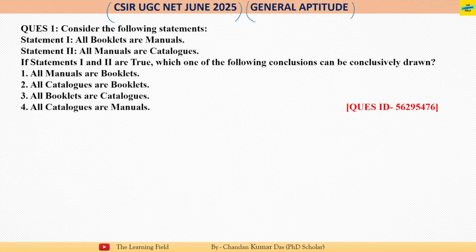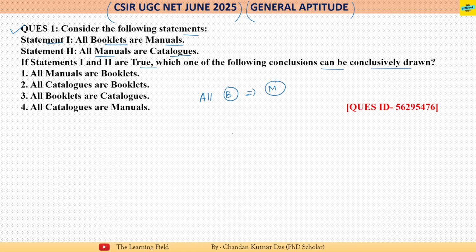So let's start. Question 1 says: consider the following statements. Statement 1 says all booklets are manuals. Statement 2 states that all manuals are catalogs. If statements 1 and 2 are true, then which of the following conclusions can be conclusively drawn? So, booklet implies manual.